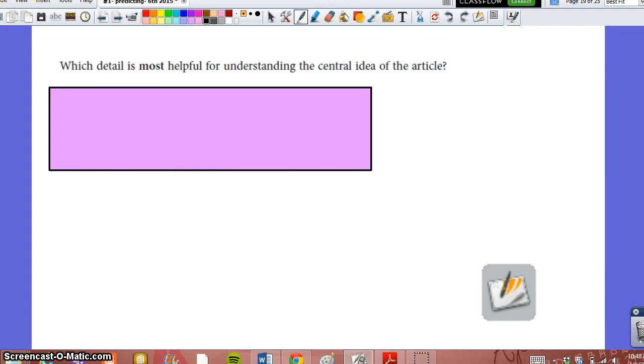All right, so question number 1 is, which detail is most helpful for understanding the central idea of the article? For this type of question, I am going to have to look at the answer choices. However, there is something that I can predict. I can predict what the central idea of the article is. If I know what the central idea is, then it's going to be a lot easier for me to choose the detail that supports it.